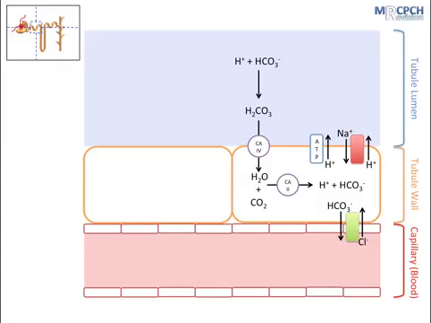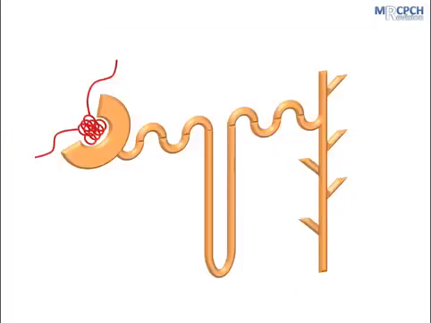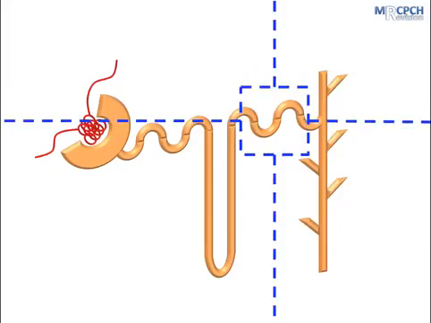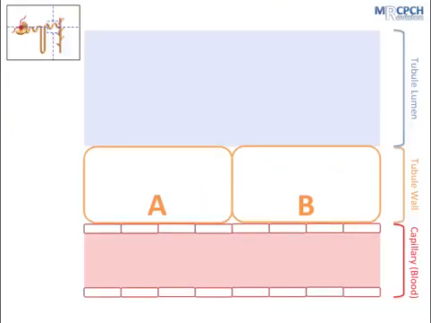So the proximal convoluted tubule accounts for roughly 70 to 80% of the reabsorption of bicarbonate back into the circulation. We'll now turn our attention to the distal convoluted tubule and the collecting duct system. So here we have two types of cell. These are called intercalated cells, and there is a type A or alpha cell and a type B or beta cell.